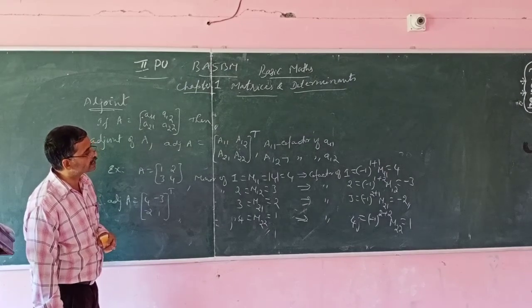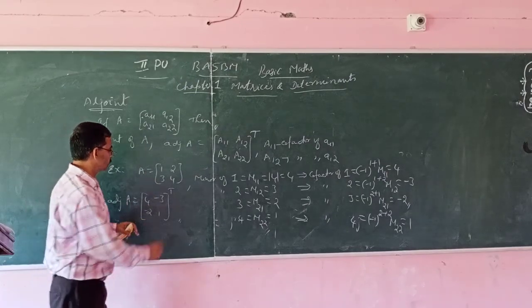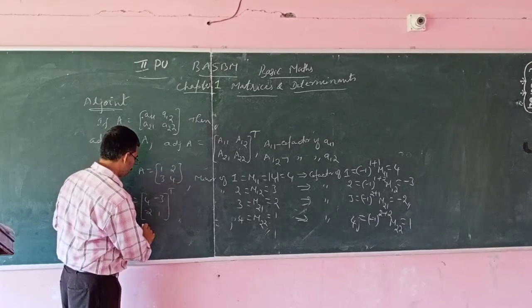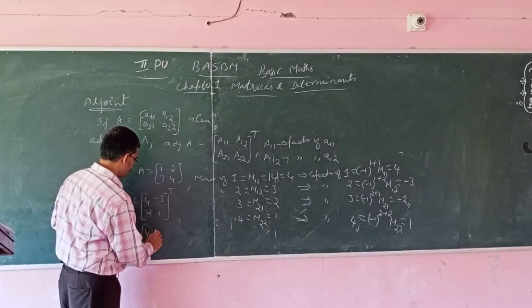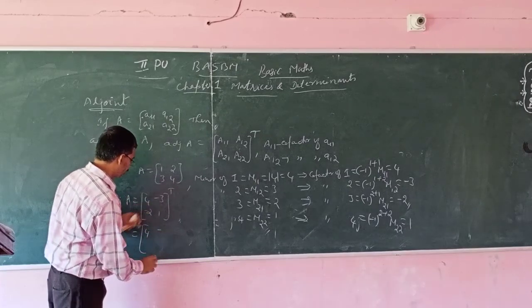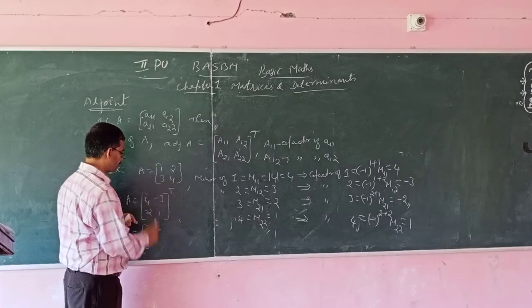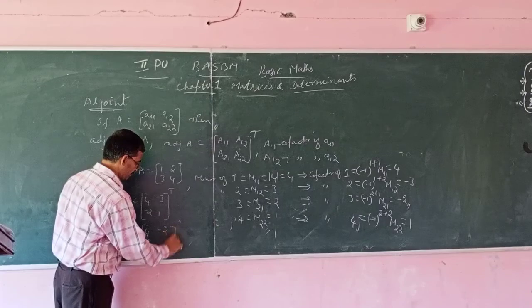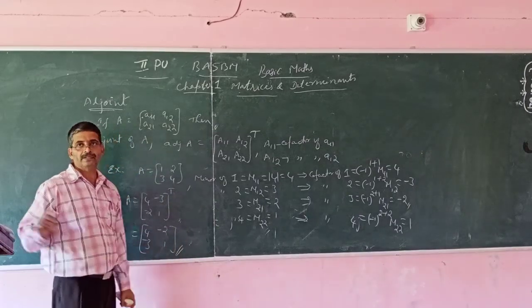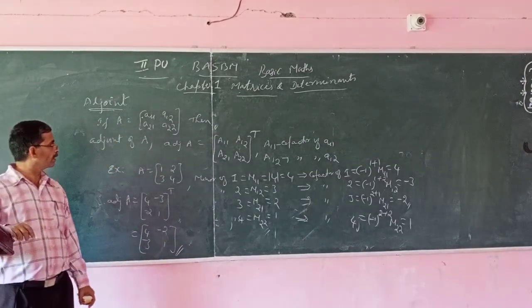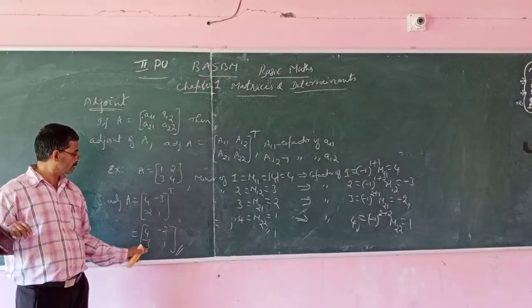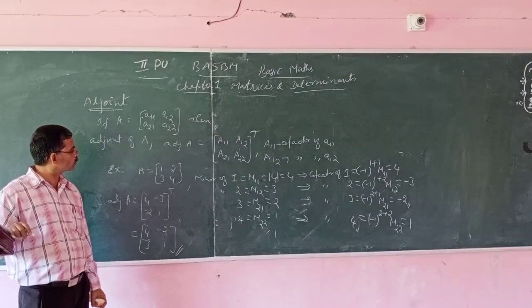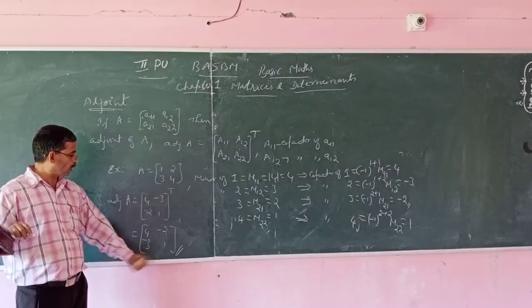So you have 4, minus 3, minus 2, 1, transposed. The first row will become the first column. So this is the adjoint matrix for second order: 4, minus 2, minus 3, 1.